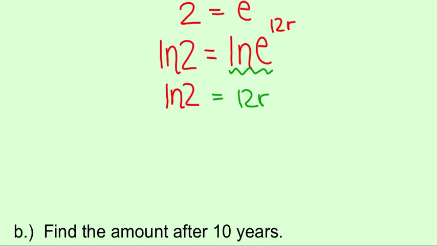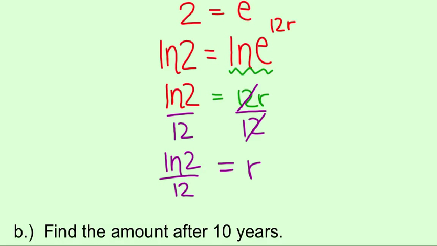Now we'll continue solving for R. So we're going to divide both sides by 12. 12s cancel on the right. You're left with just R. And then on the left, the natural log of 2 divided by 12. Now use your calculator. Enter in the natural log of 2, finish off that parentheses, and then divide it by 12. Be very careful here. Your R should be 0.0577. And I'm rounding that there.